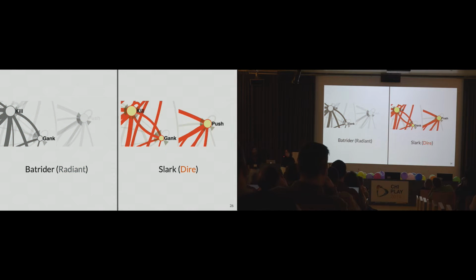Looking at Slark's sequence, we see more offensive behavior. He has numerous transitions to the push state, and he successfully transitions from a gank to a kill. And this offensive behavior implies that Slark was in a more advantageous position that he was able to take advantage of by just continuously threatening his opponent with aggressive behavior, forcing them to stay on the defensive.